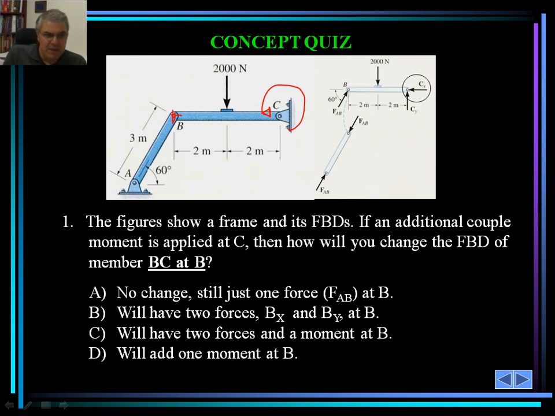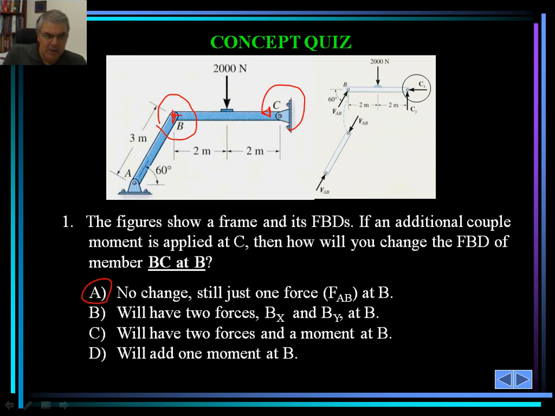Still one force F sub AB at B. We will have two forces B sub X and B sub Y at B. C will have two forces and a moment at B, and D we will add one moment at B. Well, even though we can apply a moment at C, and we are looking at the external forces, this is a pin at B. That's the key here. As such, the moment will not be transferred to B, so it doesn't really change. We will still have one force F sub AB at B.